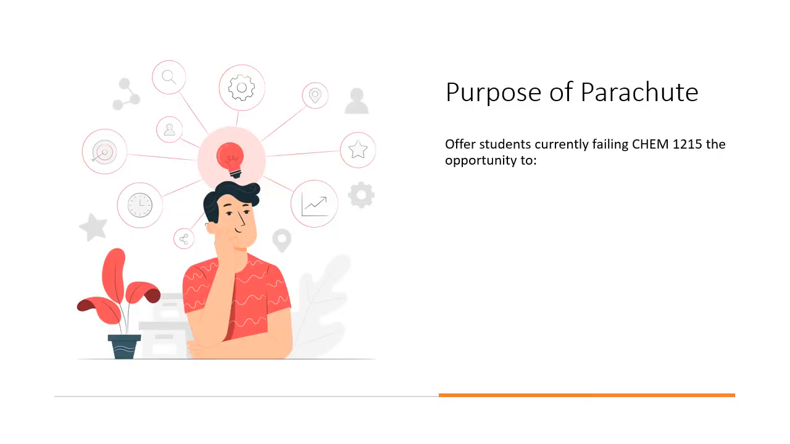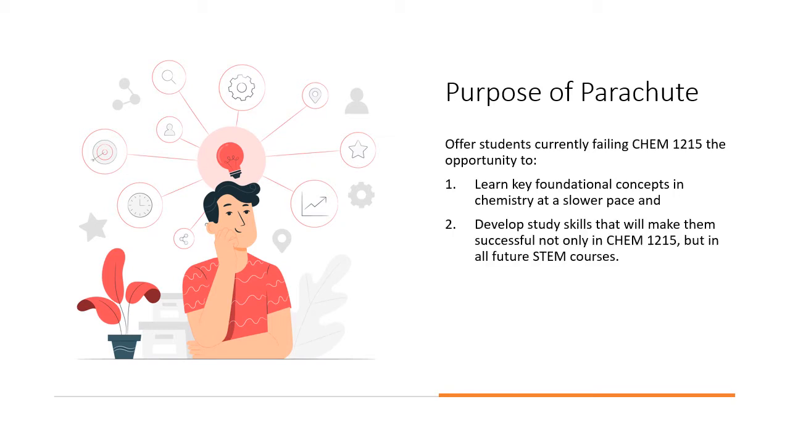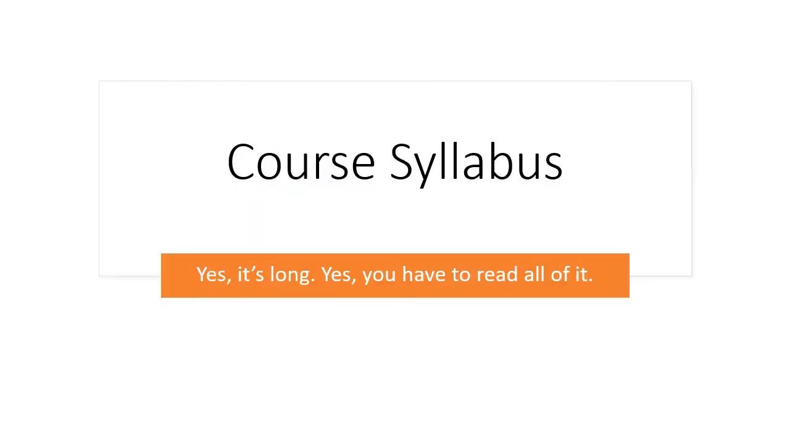Now, the purpose of Parachute is to offer students who are currently failing or struggling in Chem 1215 the opportunity to do two things. One, learn key foundational concepts in chemistry at a slower pace. And two, develop study skills that will make them successful, not only in Chem 1215, but in all future STEM courses. The course syllabus. Yes, it's long, and yes, you have to read all of it.